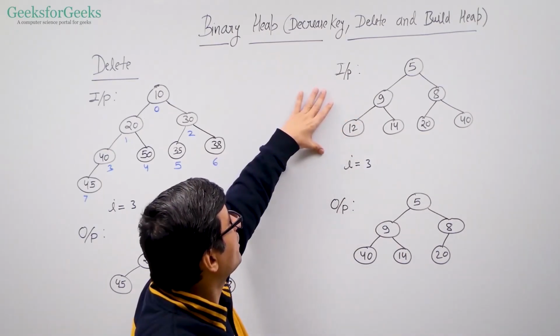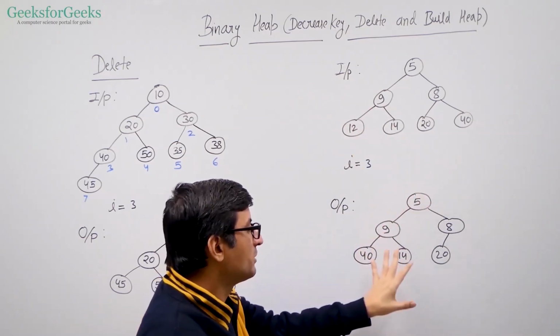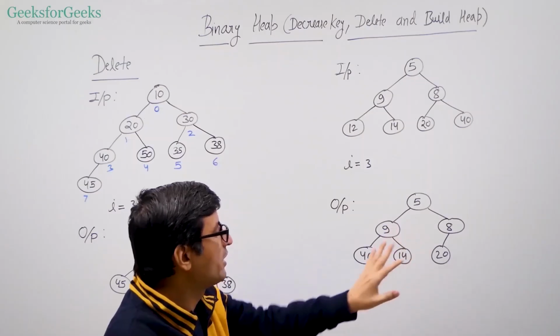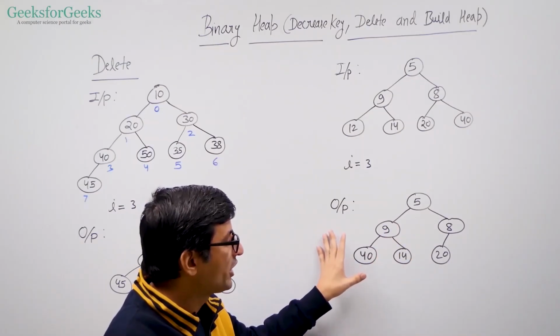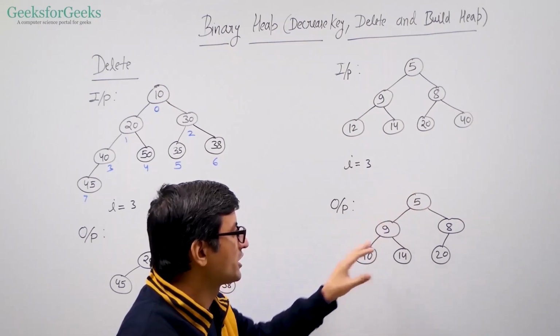Let's see this example. Here we want to delete the element 12 at index 3. After you delete 12, your heap should be modified to this heap, right? It is still a binary heap. It is a complete binary tree, and it is a min heap.